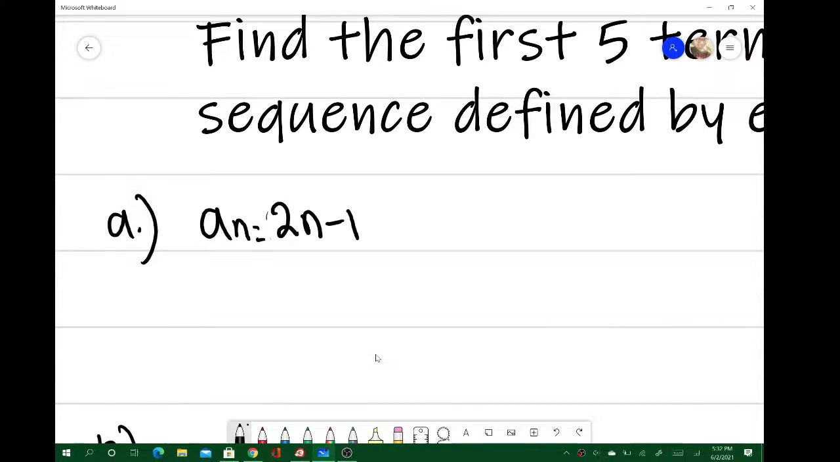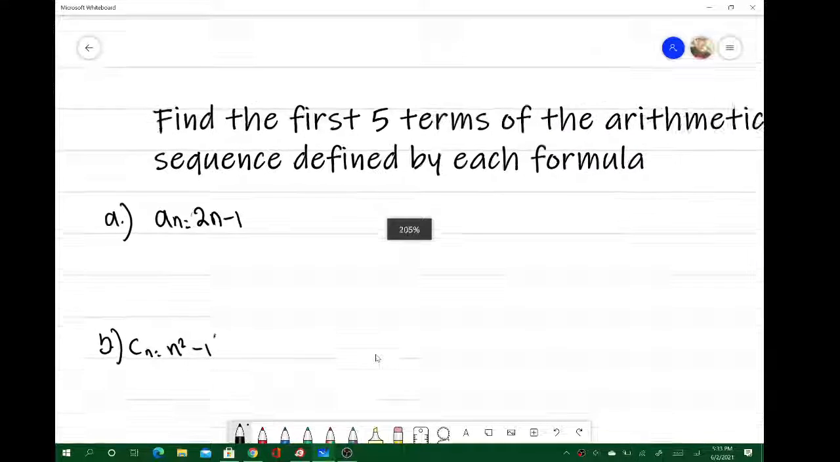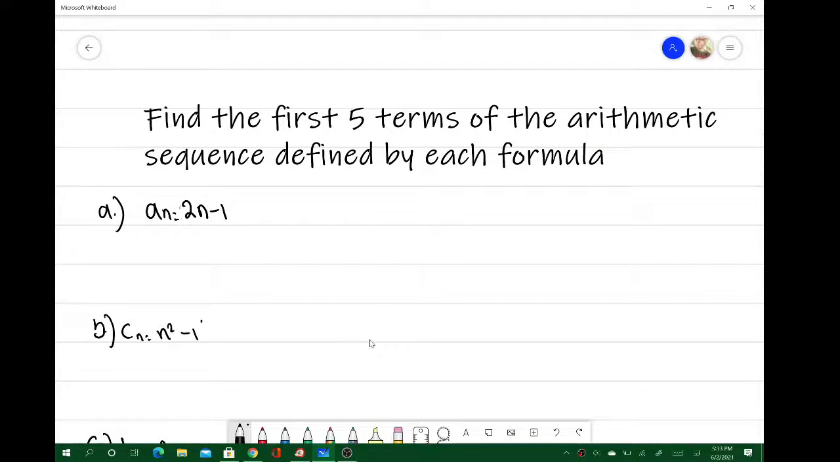That's what this is saying. Now, for this specific problem, it's asking us to find the first 5 terms of the arithmetic sequence defined by each formula. And yes, I'm using the whiteboard app instead of the OneNote app because the OneNote app keeps crashing.